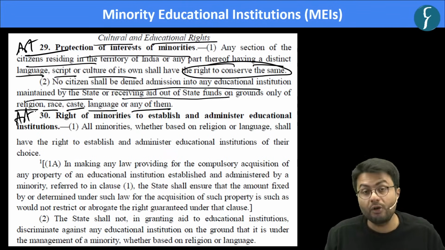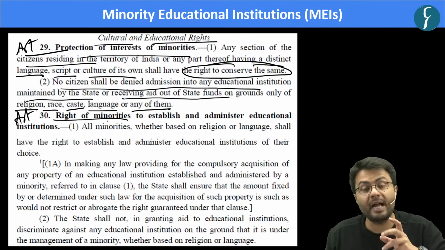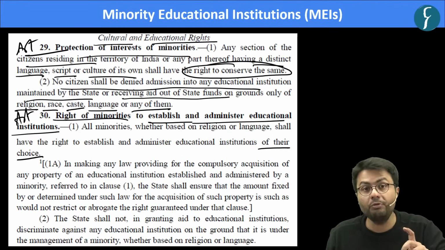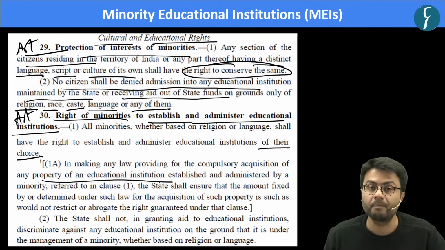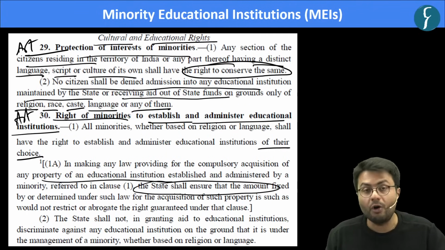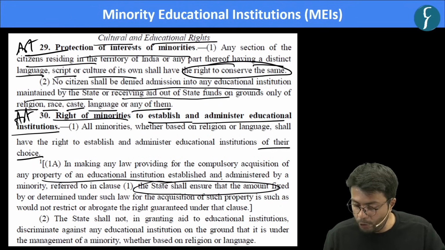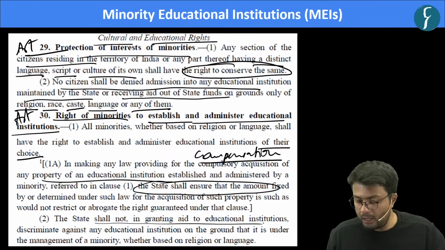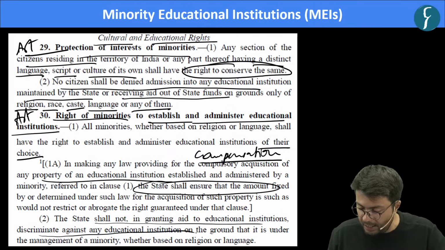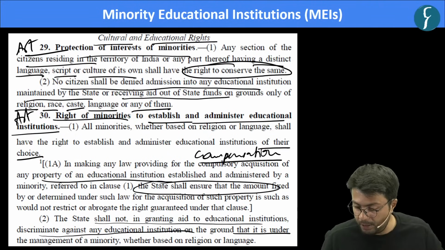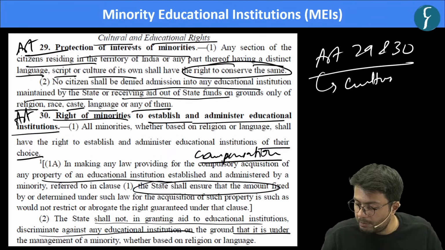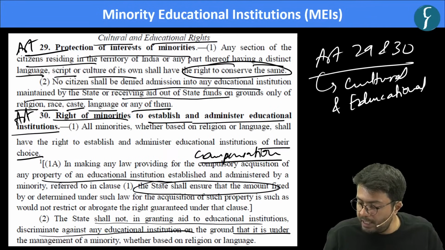Further, Article 30 of the Indian Constitution provides minorities the right to establish and administer educational institutions of their own choice. In this regard, the Constitution protects the property of minority educational institutions, because if the state decides to acquire the property of a minority educational institution, the state is liable to pay compensation to that institution. Further, the state shall not discriminate in granting aid to any educational institution based on whether it is managed by a particular minority. Hence, the Indian Constitution, by virtue of Articles 29 and 30, provides cultural and educational rights to minorities in the country.